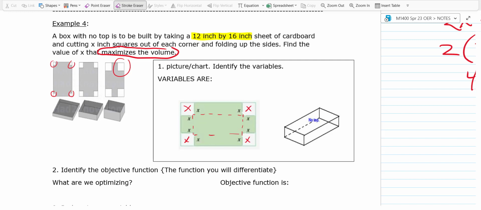Okay, so here's kind of what I want you to do on this diagram that I drew for you. First of all, you want to label this right here.